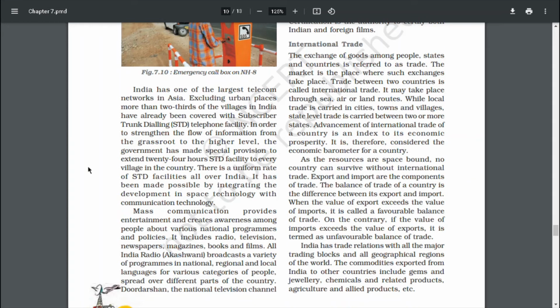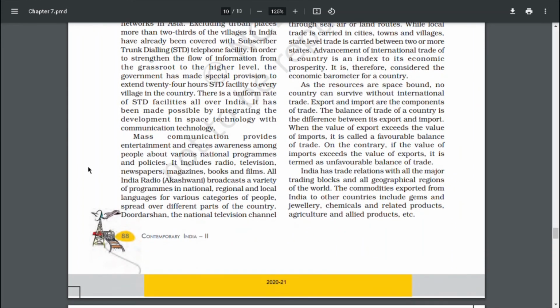The government has made special provision to extend 24 hours STD facility to every village in the country. There is a uniform rate of STD facilities all over India. It has been made possible by integrating the development in space technology with communication technology.